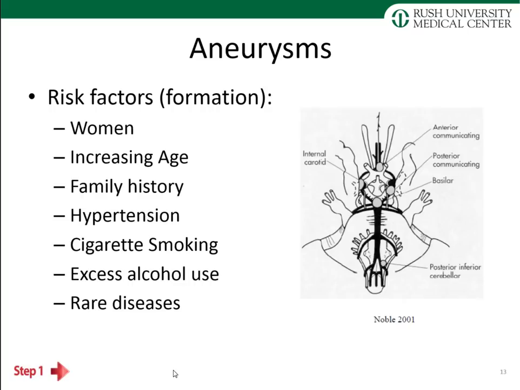Off here on the right are some typical locations for aneurysms. So you can see the anterior communicating and posterior communicating locations, top of the basilar, internal carotid, and then down here on PICA, the posterior inferior cerebellar artery.